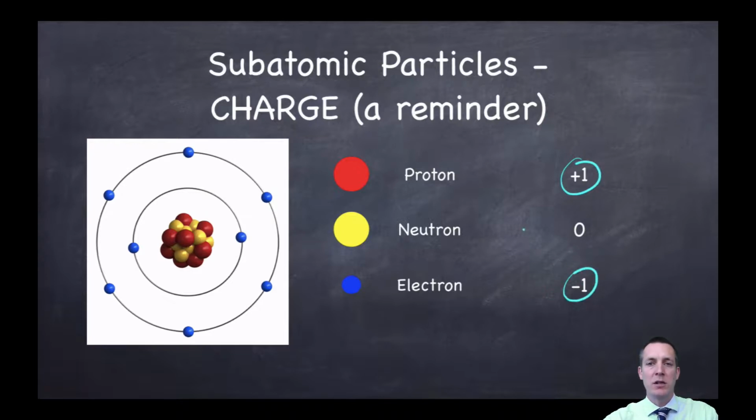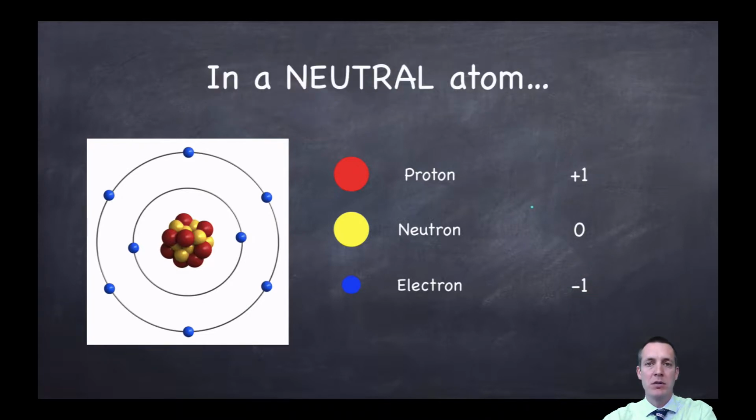a charge of -1. And we also said that in atoms in the periodic table, in neutral atoms, so atoms that don't have an overall charge, the number of protons and electrons must be the same. Okay, because the pluses are cancelling out the minuses and giving us no charge overall. That's what we mean by neutral.